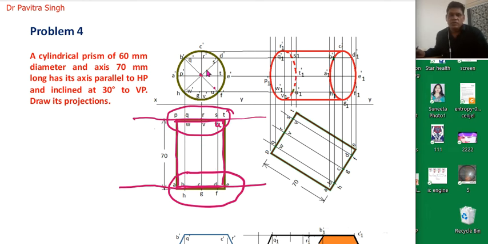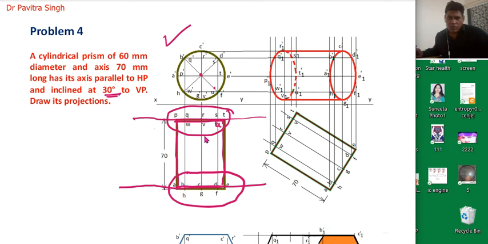So now this is the simple projection of this cylindrical prism which is lying on the horizontal plane. Okay, now we will try to solve the second condition. In the second condition, it is given that this is inclined 30° with the vertical plane.